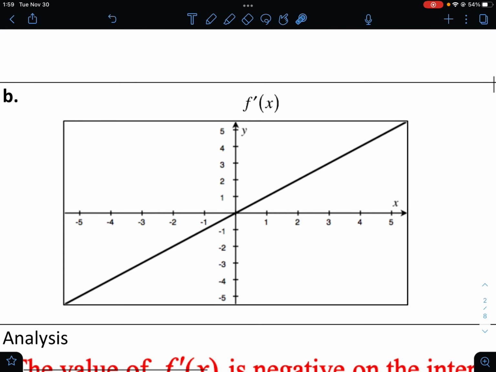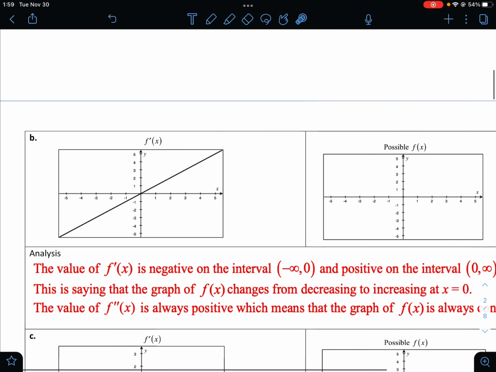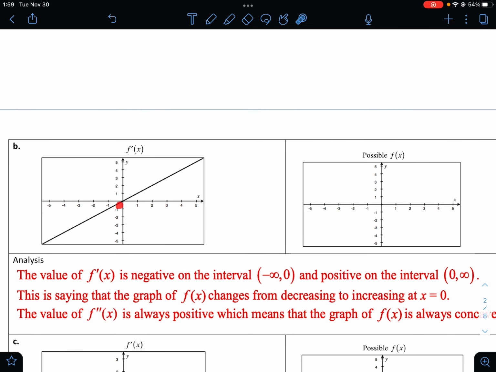Our next one here, so the derivative, let's analyze this one here. The derivative is negative here, which means our original function should be decreasing. The derivative is positive here, which means our original function should be increasing. Since the derivative changes from negative to positive, right here, we should have a relative minimum at x equals 0. And because the slope of this line is always positive, that means the second derivative is positive. That means our original function should always be concave up.